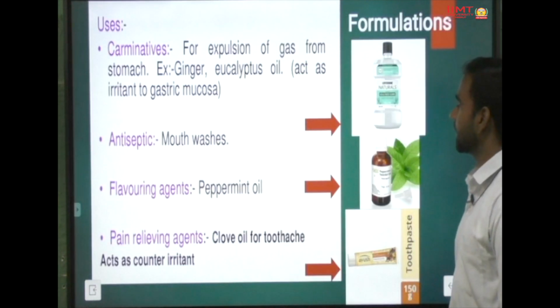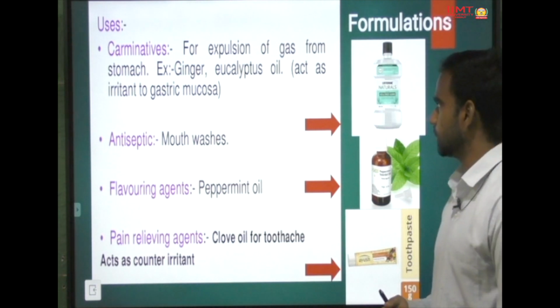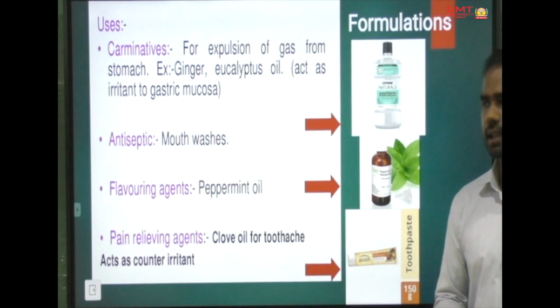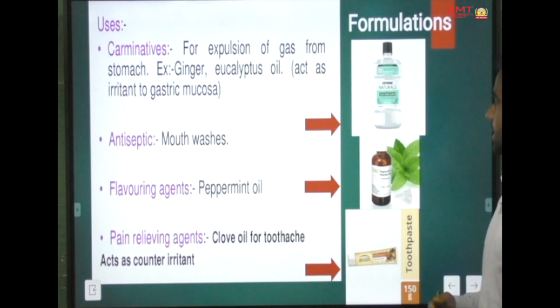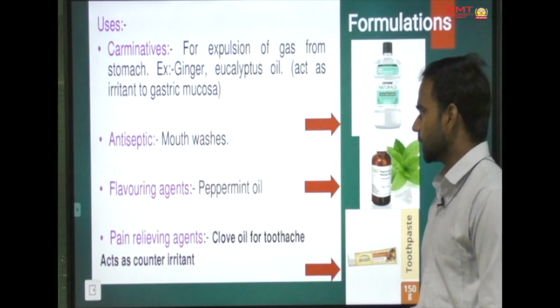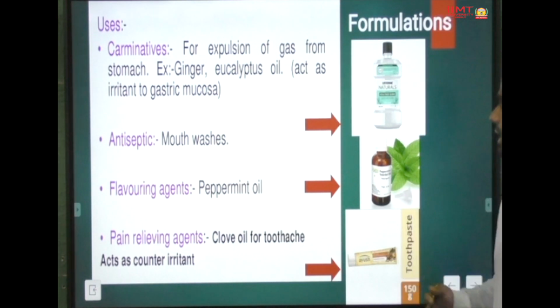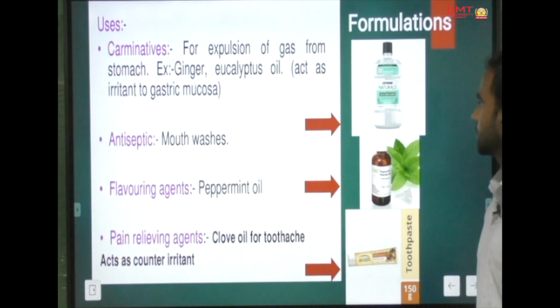Here are the different products derived from the marketed product, used for different pharmacological activities. If we talk about the products derived from a mixture of essential, fixed, and mineral oils, one common example is carminative oils, which are used for expulsion of gases from the stomach. The example is ginger and eucalyptus oil, which act as irritants to the gastric mucosa.